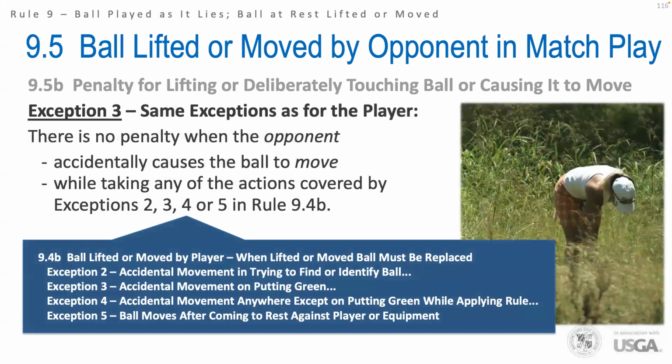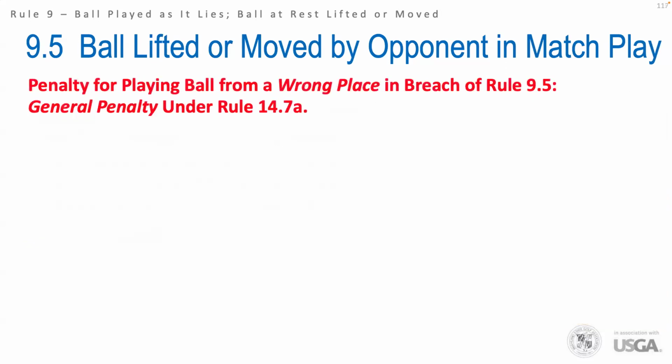Exception 3, same exceptions as for the player. So there's not going to be a penalty when the opponent accidentally causes the ball to move while taking any of the actions covered in those exceptions we just covered in Rule 9.4b. It's nice of the rules to kind of cut down on some wording, make the book a little shorter. We'll just want to look back to these other 4 exceptions. So again, we see this same penalty statement. We are in match play. So again, the general penalty is just going to be loss of hole.